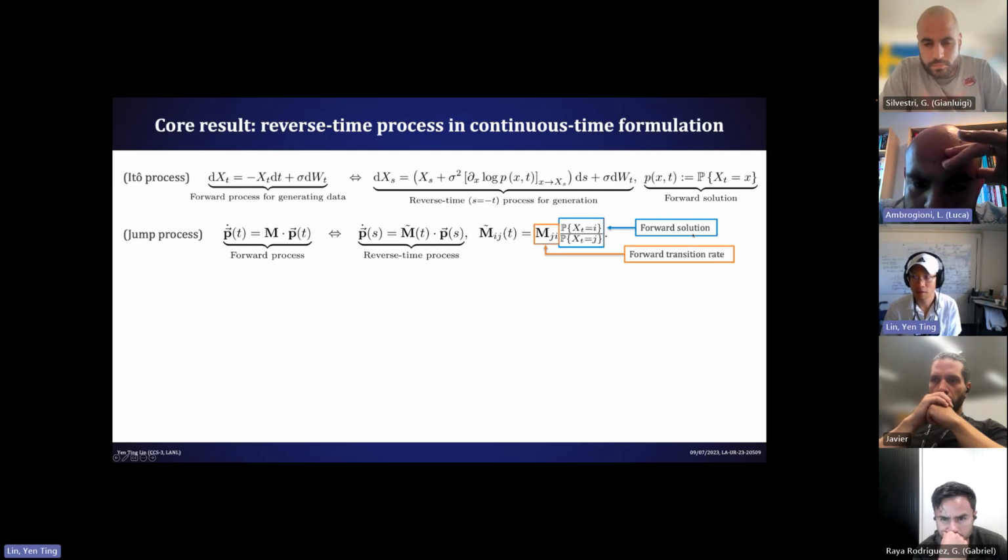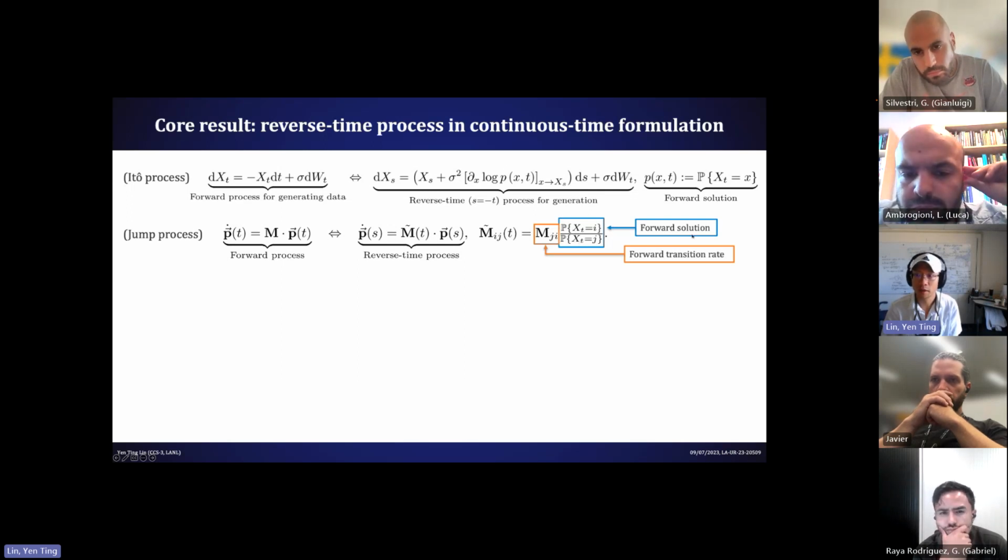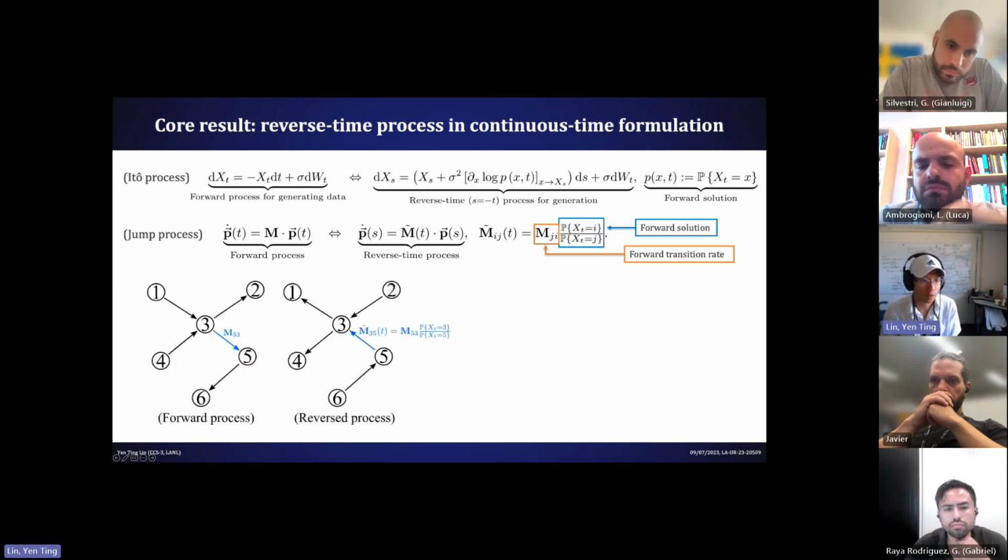And now the key idea here is the same. You have a forward solution there, and this plays the role of the Stein score there. And then you have a forward transition rate, but now you swap it.